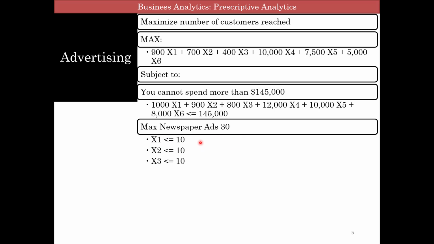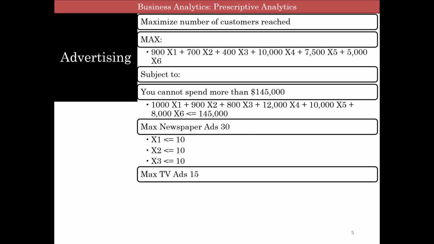So you can do X1 plus X2 plus X3 is less than or equal to 30. But if you go ahead and put X1 is less than 10, X2 is less than 10, and X3 is less than 10, as it is anyway, automatically this will fix the 30. Similarly, TV ads, instead of putting X4 plus X5 plus X6 is less than 15, you want to make sure that X4 cannot be more than 5. And so X5 is less than 5, X6 is less than 5, right?